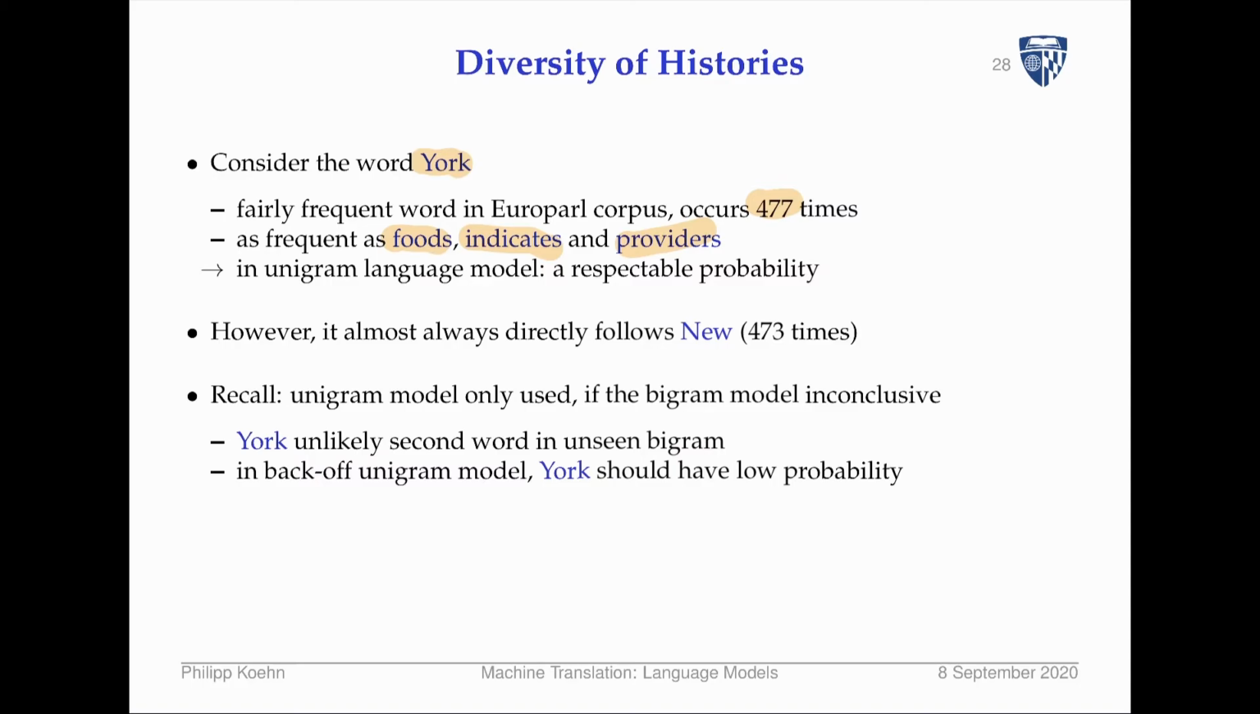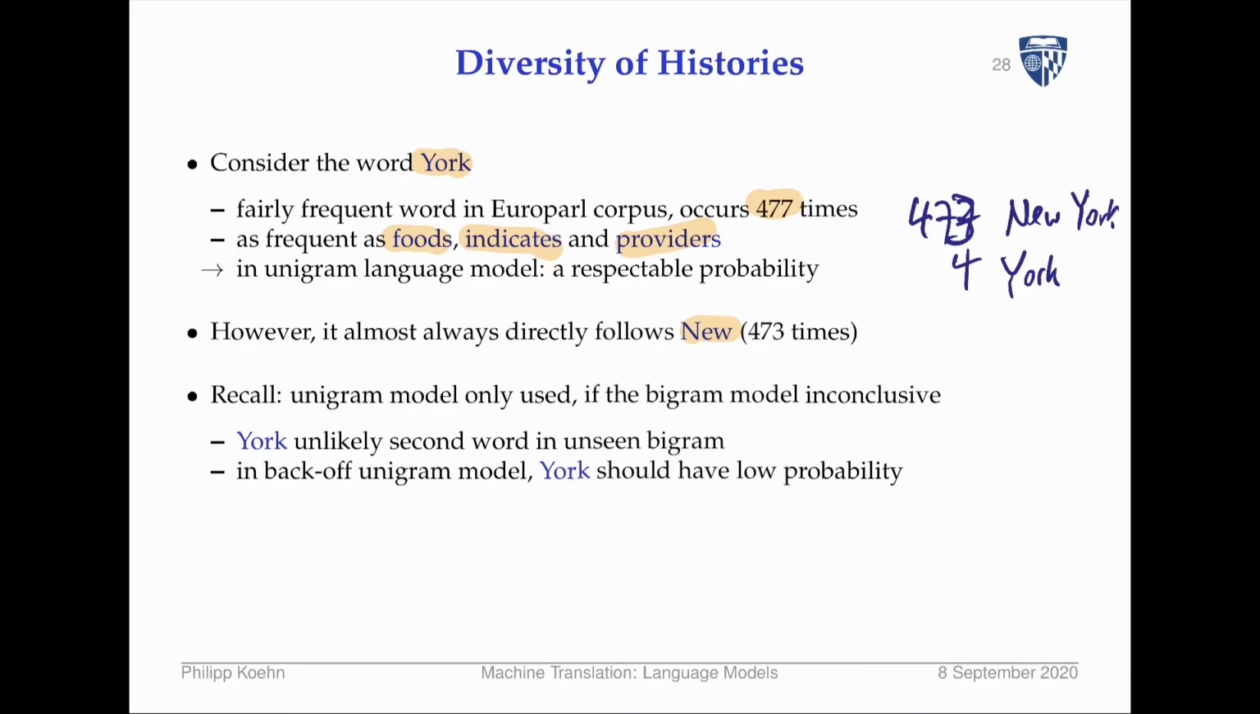However, in the corpus it almost always follows the word new, in the phrase New York. There's also an English city of York. Apparently that's only mentioned 4 times. So 443 times it's New York, and 4 times it's the English city of York. Okay, that's an interesting fact. Another classic example is Kong in Hong Kong.